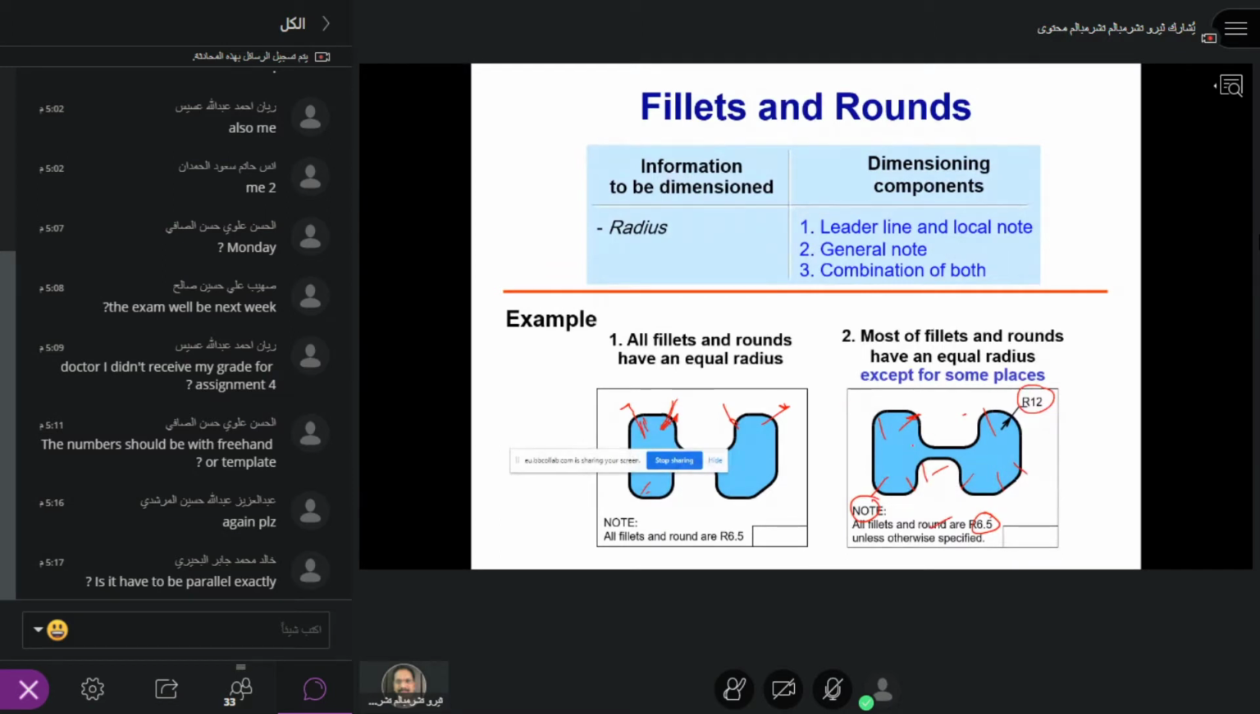Okay. If the radii are different, of course, then you say four radii are like this. If each radius is different, you have to mark it. Otherwise, you combine them.